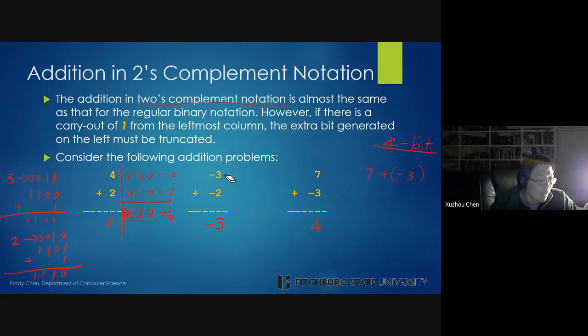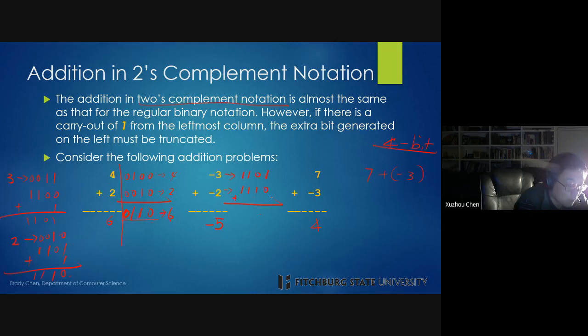-3 plus -2, which is -5. And we want the computer to do it. When the computer represents these two negative numbers using two's complement, -3 is 1101 and -2 is 1110. Remember, we convert this into two's complement, and then we perform the addition.